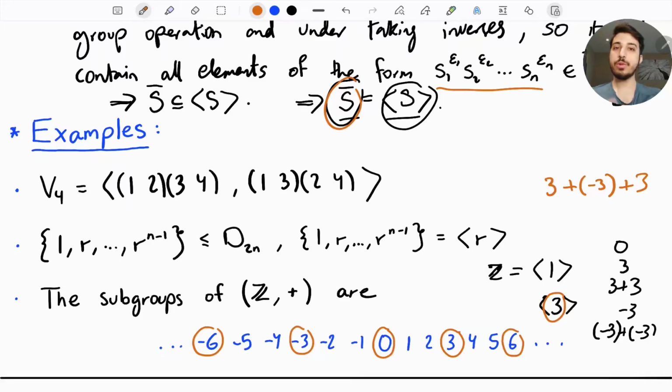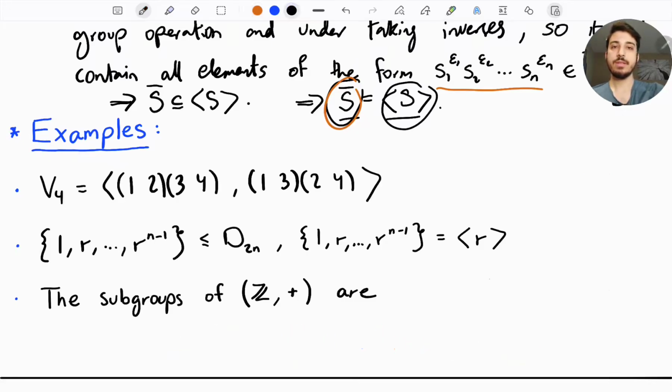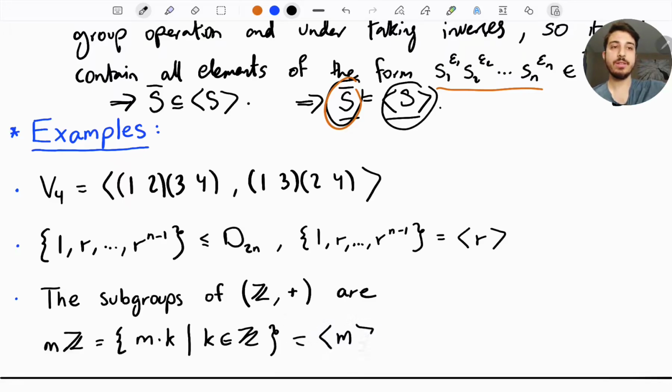So instead of 2 or 3, we can use any integer we want. So essentially saying that the subgroups of Z are all of the form mZ, and this equals the set of m times k, where k varies through all of the integers. So this is generated by a single integer m. So m could be 2, 3, 5, 7, 11, 16, 32, any integer we want, and it will give us a subgroup of the integers.